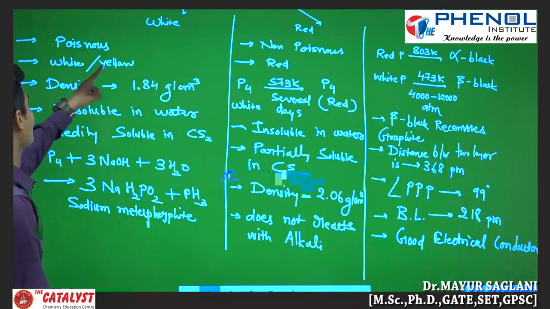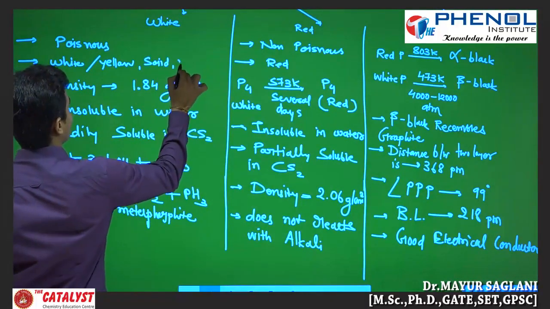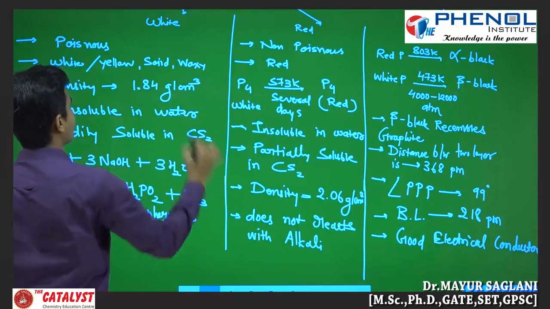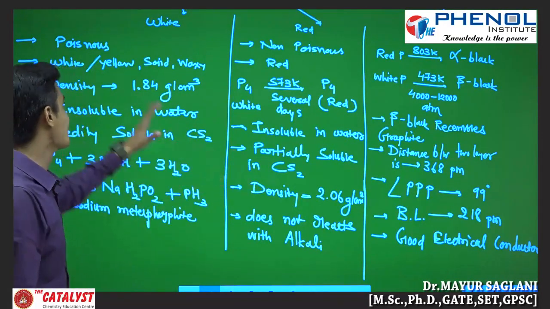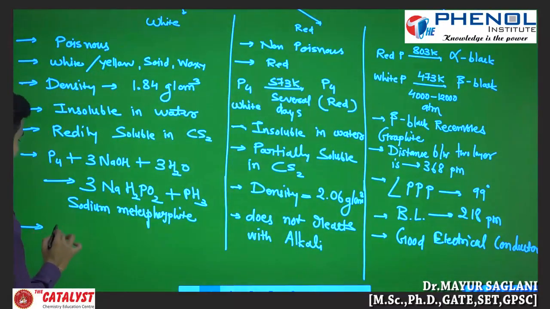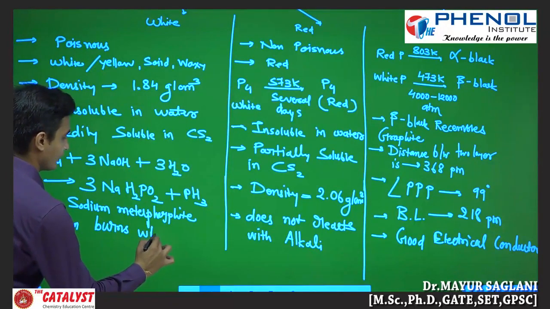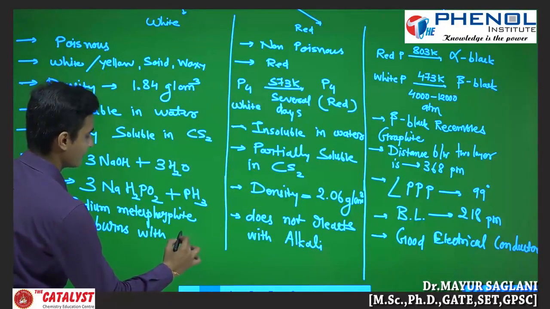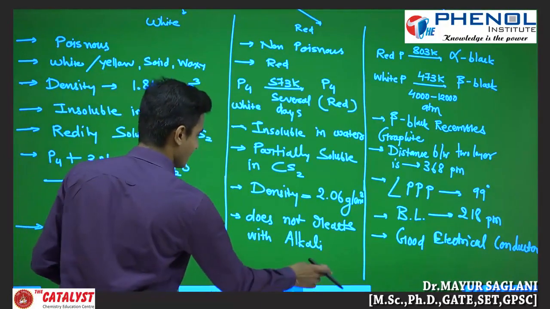Okay, this one is the white yellow solid compound and it is a waxy solid, highly poisonous. This one is non-poisonous. This white phosphorus can burn with the oxygen, with the air. Okay, this one is highly reactive, burns with the air. One more thing, we will write the structure.